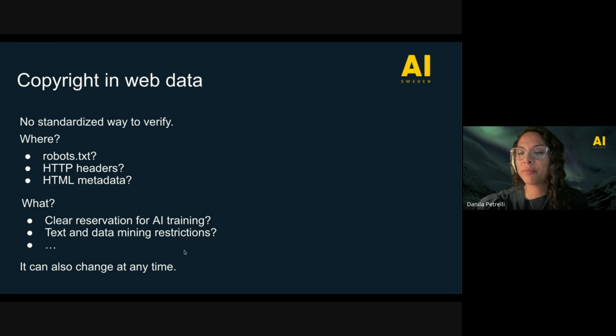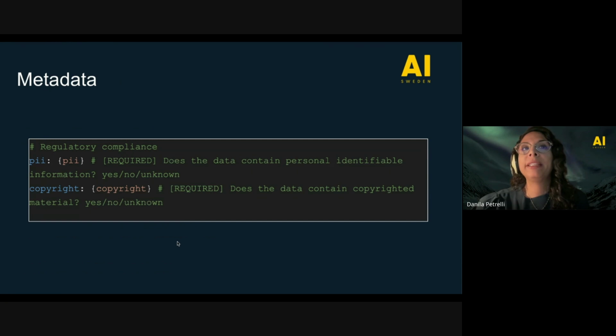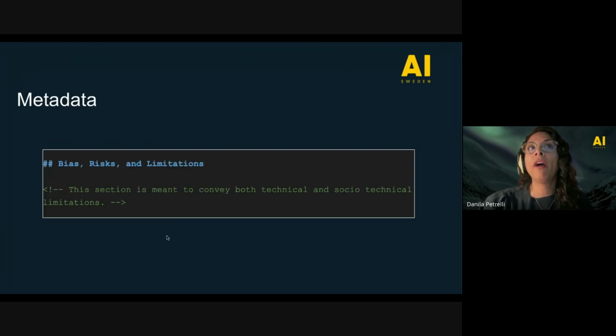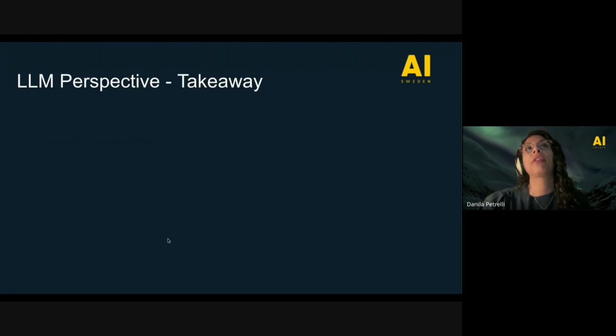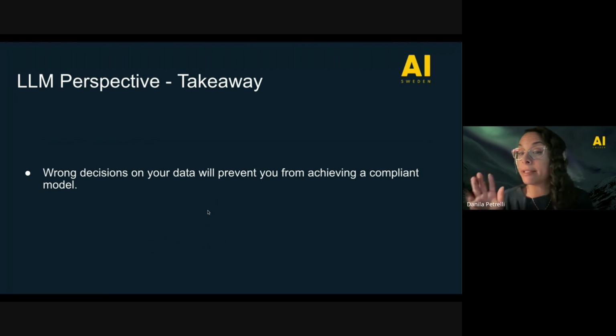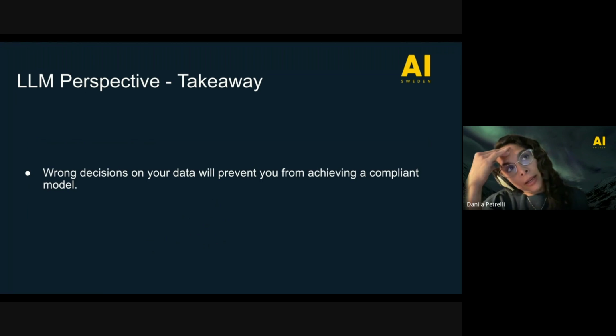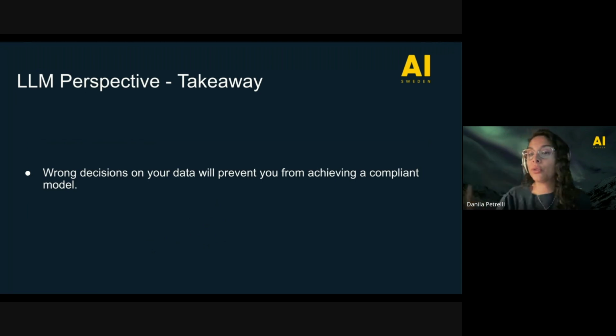And it can also change at any time, so something can change after you've collected it. Therefore, your metadata should potentially be as informative as possible, instead of being a super small tag like we are sometimes used to. It is a difficult effort to achieve that for such a large data set, but it is the ideal world scenario. And more about metadata, it could contain information regarding potential bias, risk, and limitations that are not specifically related to copyright and so forth. My biggest takeaway regarding the large language model perspective, and then in the end we can talk more about this, is that wrong decisions on your data specifically will prevent you from achieving a compliant model. If that is the case, you will just not be able to use it or to make it appealing to others.